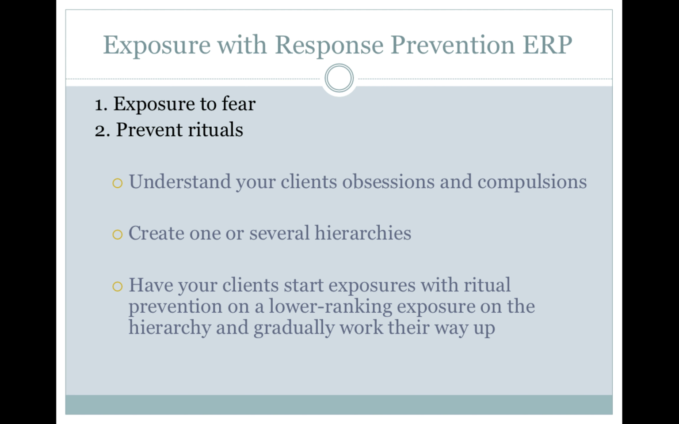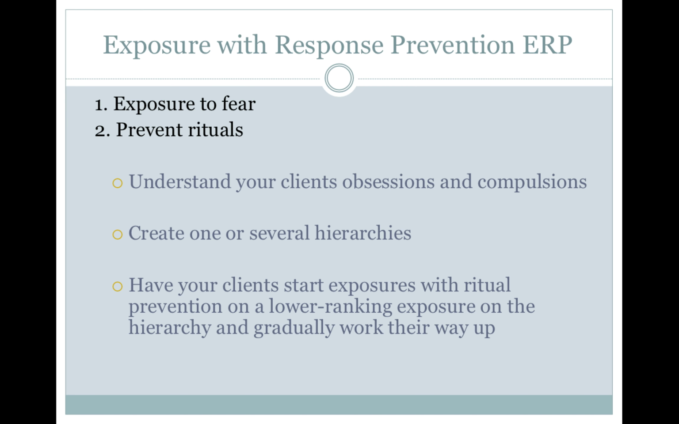So the hierarchy would be a list of 1 to 10, and 1 is at the bottom of the hierarchy. So the hierarchy would literally go 1, 2, 3, 4, 5, 6, 7, 8, 9, 10. And 1 would be an exposure that would only cause them a level 1 out of 10 on an anxiety scale. So we call this the SUDS rating, the Subjective Units of Distress Scale, where we ask individuals on a scale of 0 to 10, how difficult would this be for you?